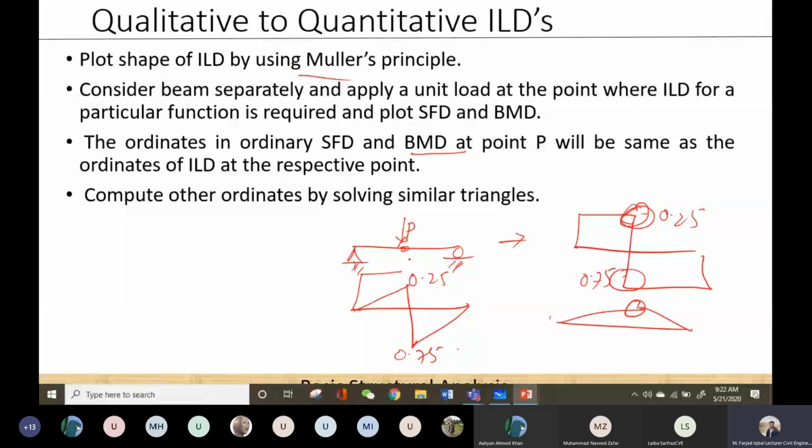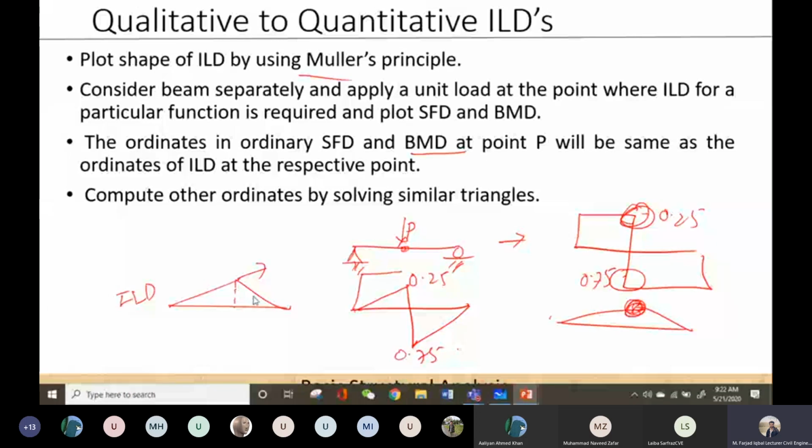So for example, if my unit load is at point P, then the shear force at this P point will be equal to the ILD component at that particular point. And similarly, if this is my ILD for bending moment, then this component of bending moment will be equal to this component in the ILD. Now, if I get one component, I will solve the similar triangle.